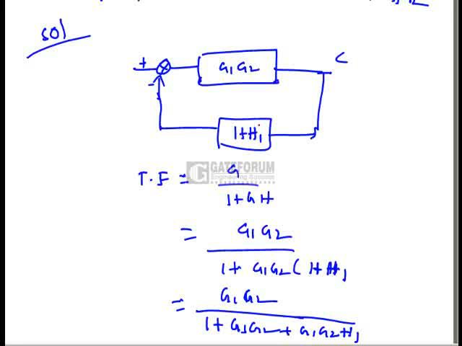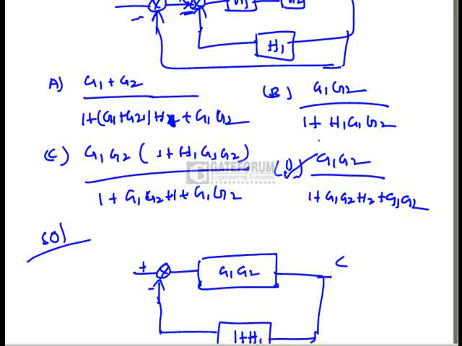So what is your answer? Obviously the option will be D. We have to go for option D. So option D indicates G1 G2 by 1 plus G1 G2 H2 plus G1 G2. So the option is here.